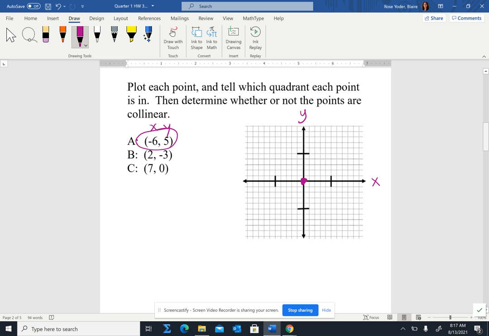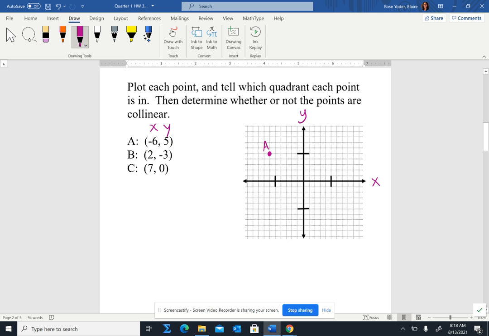And then you would count, if I'm plotting point A, I'd count 6 to the left because it's -6, and then 5 up. So starting at the origin, I count left 6, up 5, I draw a dot, that's a point. And the way in geometry that we're going to label points is with a capital letter. So that's capital letter A.